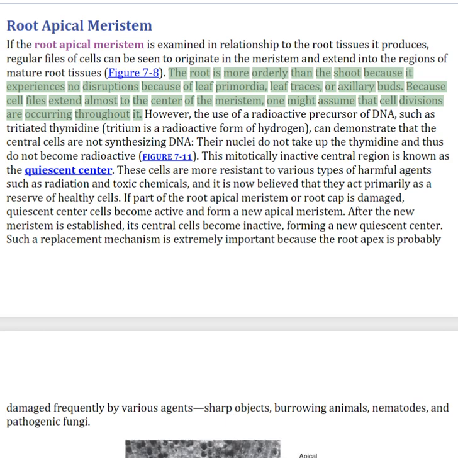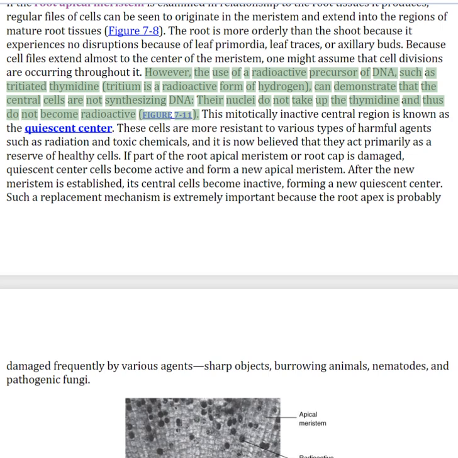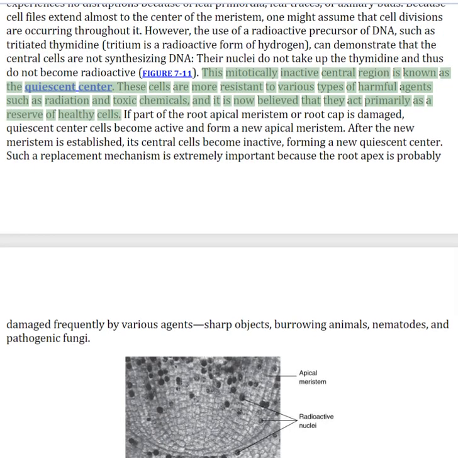Because cell files extend almost to the center of the meristem, one might assume that cell divisions are occurring throughout it. However, the use of a radioactive precursor of DNA, such as tritiated thymidine, can demonstrate that the central cells are not synthesizing DNA; their nuclei do not take up the thymidine and thus do not become radioactive. This mitotically inactive central region is known as the quiescent center.